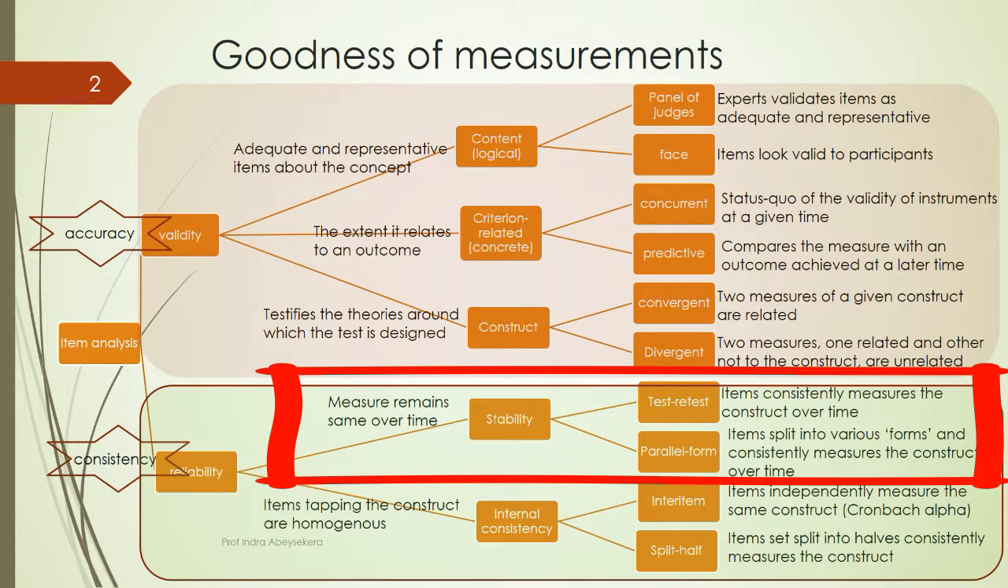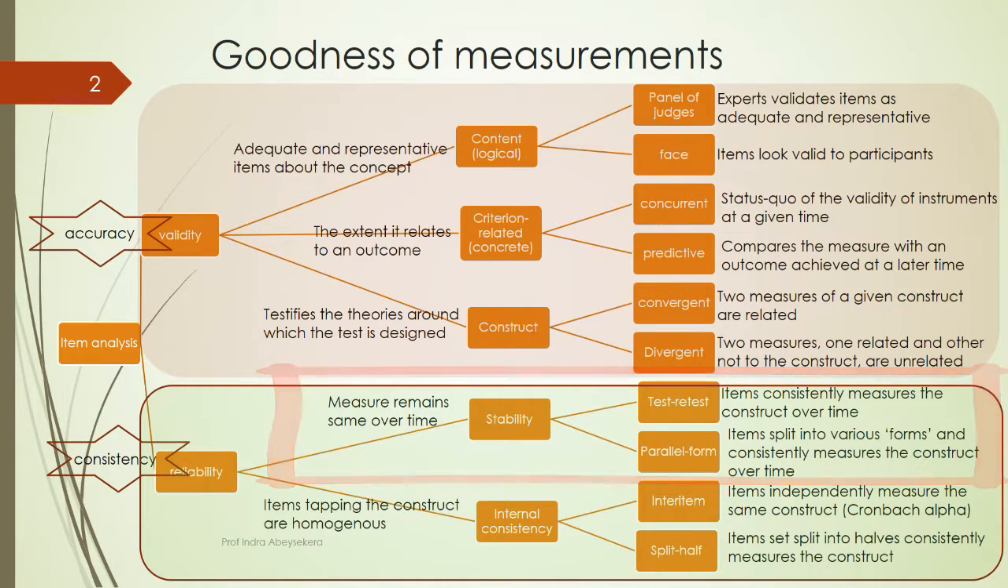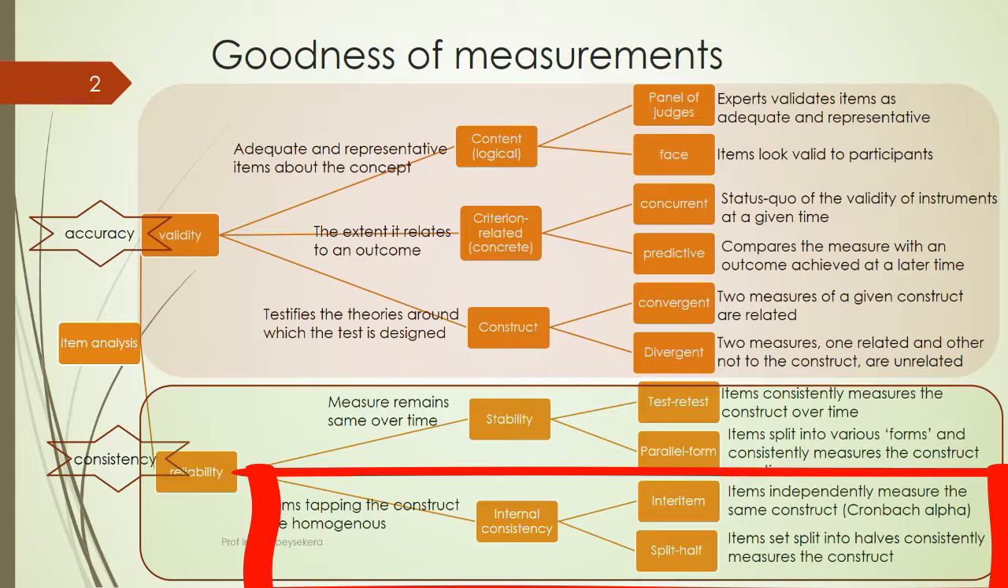The second is the parallel form, that is, it consistently measures when we split items into various forms, consistently measures the construct over time. The second aspect of reliability is internal consistency. We can look at it as inter-item and split half. In the inter-item, items independently measure the same construct, and that measure is called Cronbach's alpha.